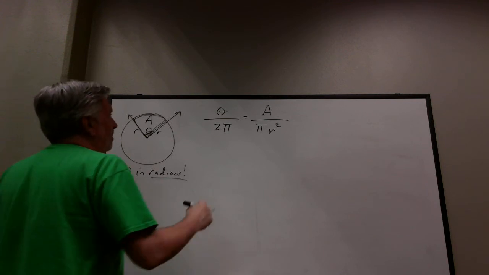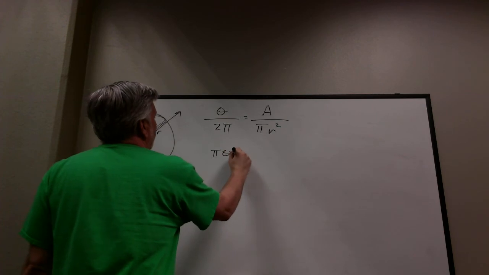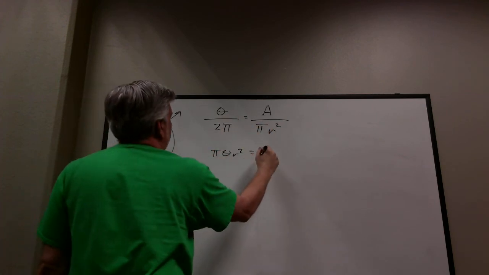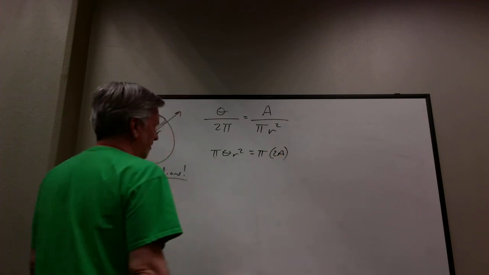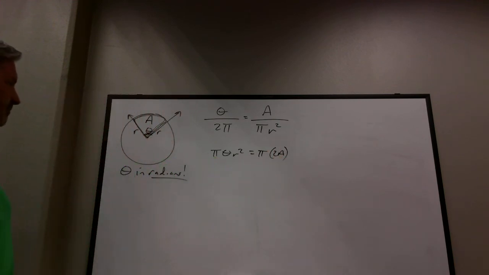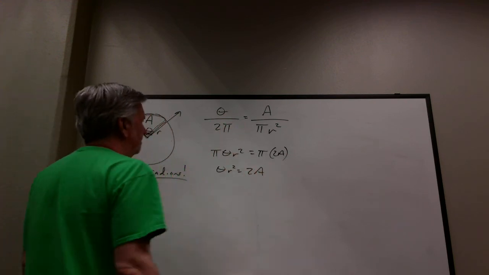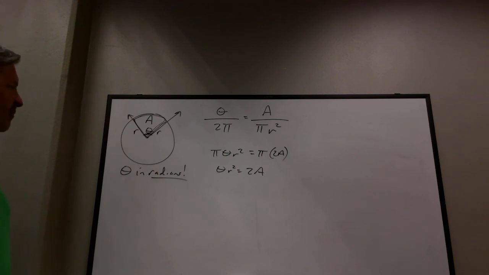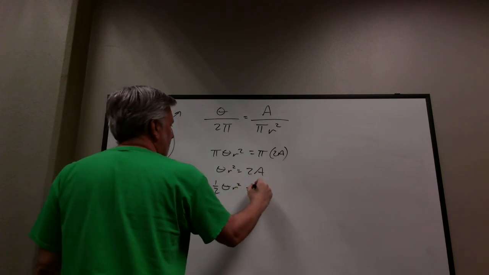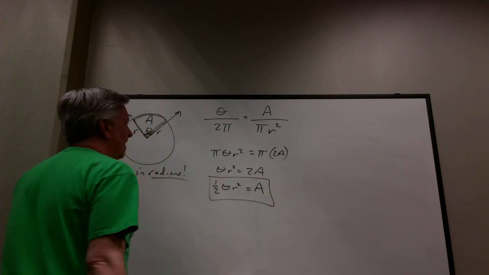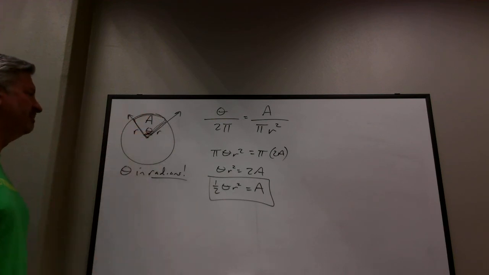Okay, so if I cross multiply again, I get pi theta r squared is pi times 2A. I put the pi's out front just so you can see they both have a pi. So the pi's cancel. Right, so theta r squared is 2A. And if you multiply both sides by a half to get rid of the 2, that's what you get. So the area of the sector is 1/2 theta r squared.